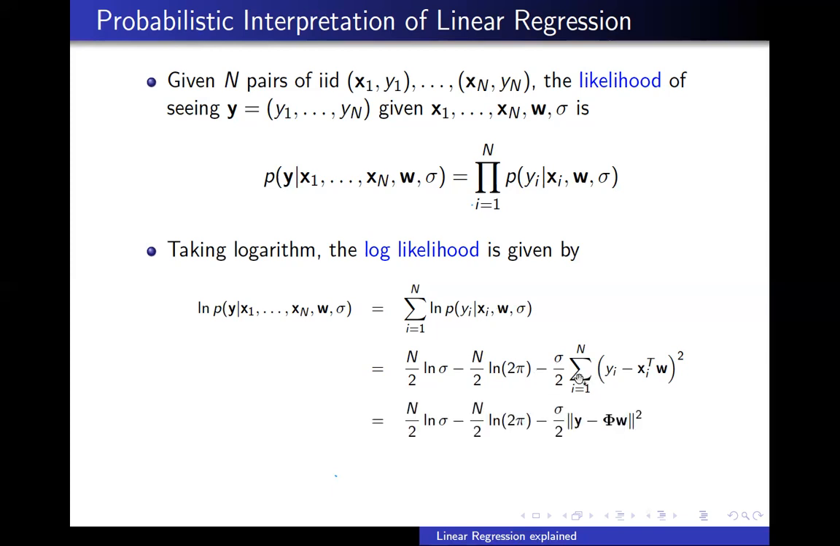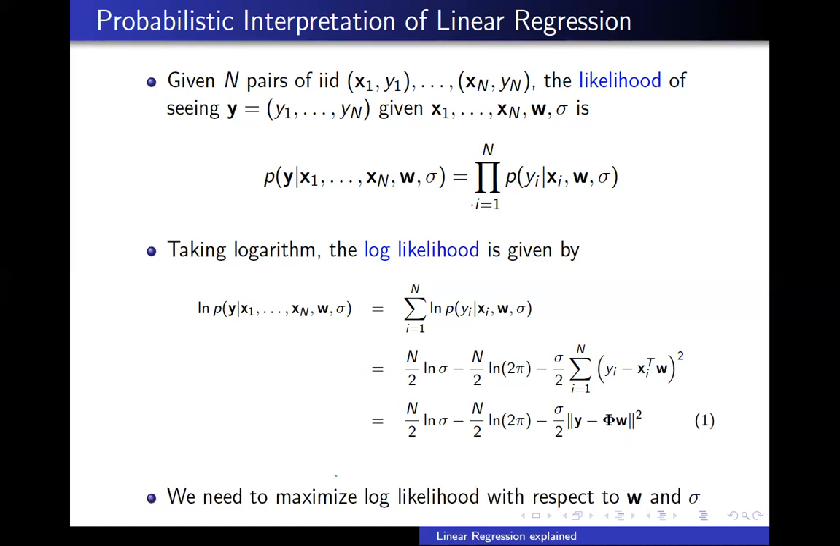So we can now represent this in a more closed form way, where the first and second terms remain as they are, but the third term we can simply write in this compact matrix-vector representation, which is the square norm of y minus phi times w. All right, so let's call this equation 1, and essentially we want to maximize the log likelihood. That is, given these data points, w and sigma, we want to maximize the probability of seeing the corresponding true labels.